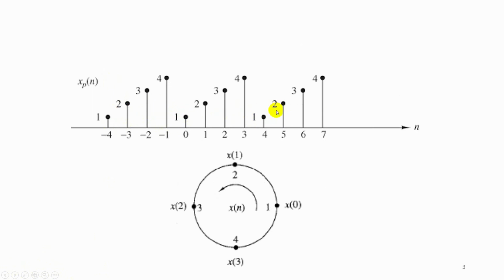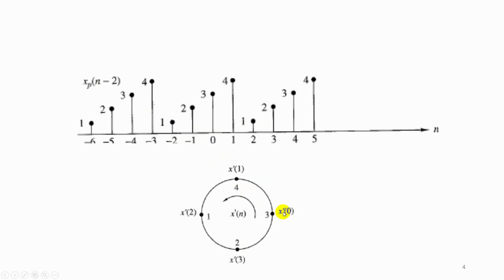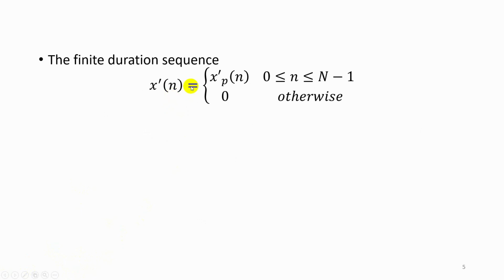The same sequence is represented in a circular form. This x of 0, x of 1, x of 2 and x of 3 are represented in the anti-clockwise direction. It's also a periodic sequence which is shifted by 2 units when compared with the previous figure. Here this is x of 0, this is x of 1, the values are shifted. The finite duration sequence is given by x dash of n, which is equal to the periodic sequence for the period of 0 to N, and 0 for the other durations.